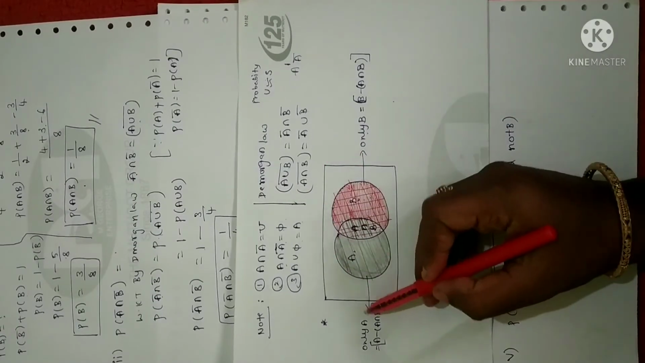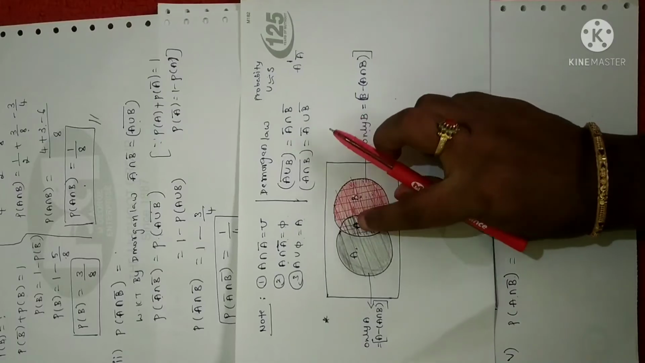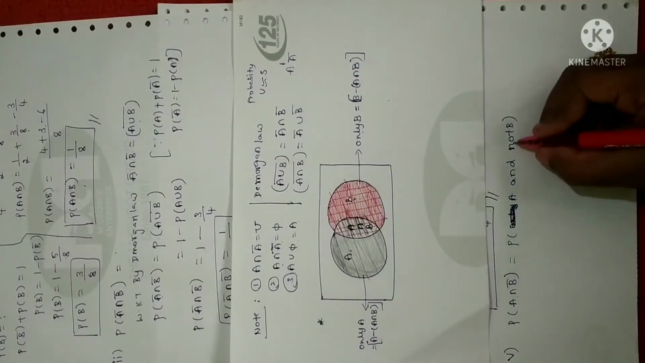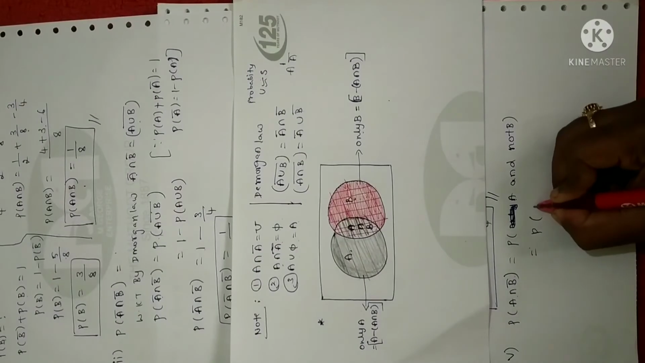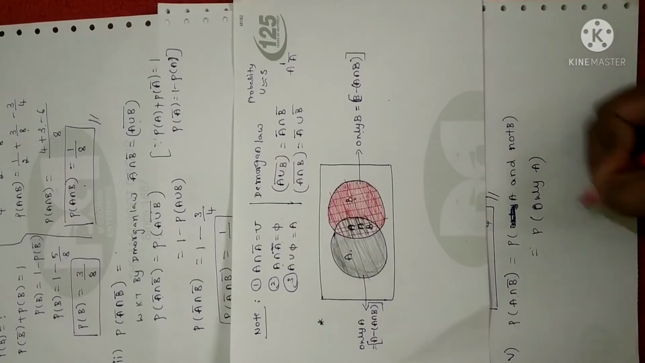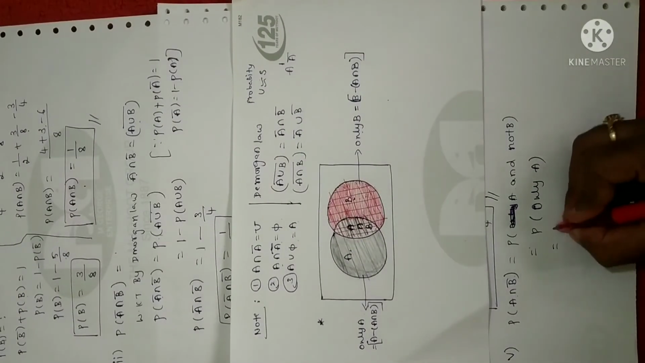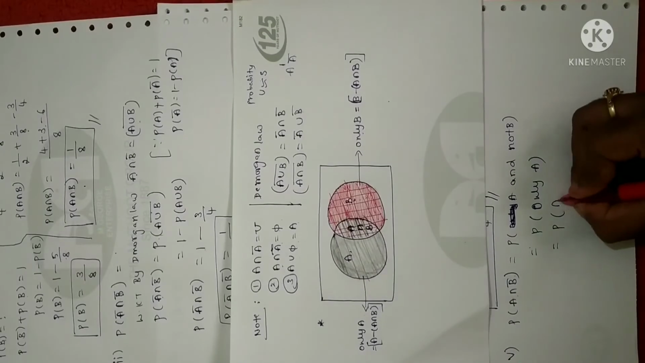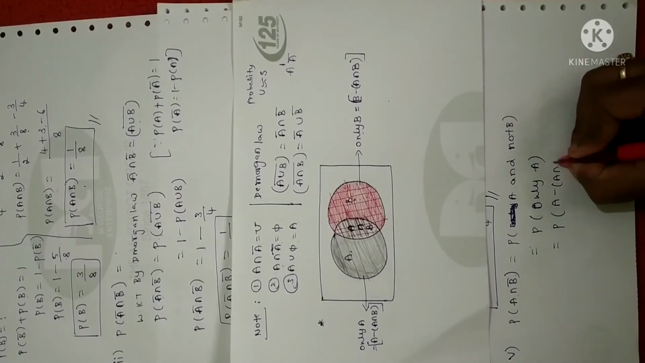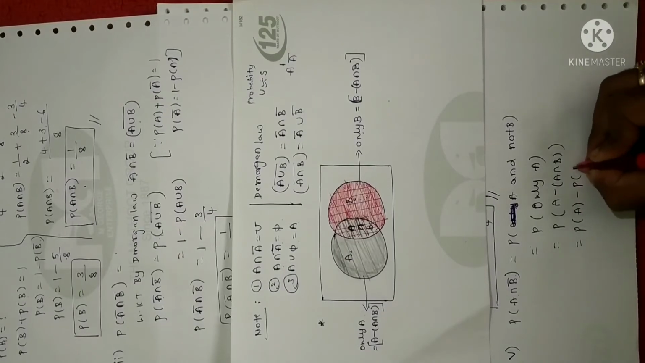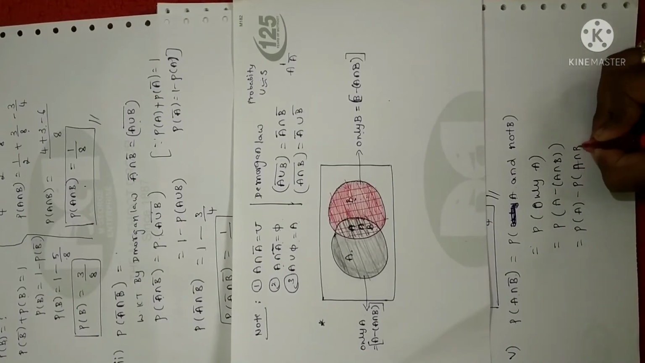How can I write only A? As entire A minus this common region, right? So only A, I can write this as probability of A, only A, A and not B, in the sense you should not consider B. That's all. So only A in the sense A minus A intersection B. Now I'm going to split the probability. You get probability of A minus probability of A intersection B.